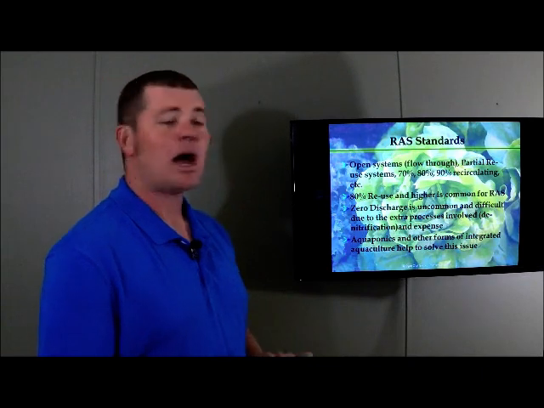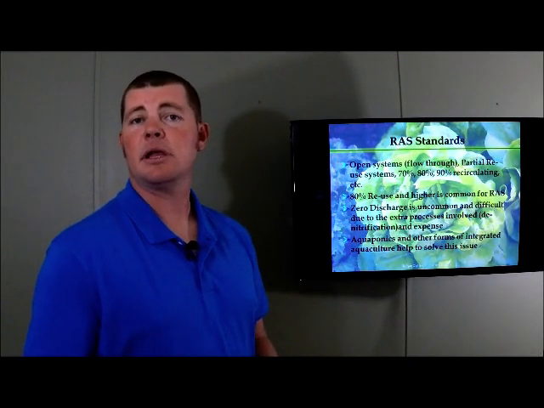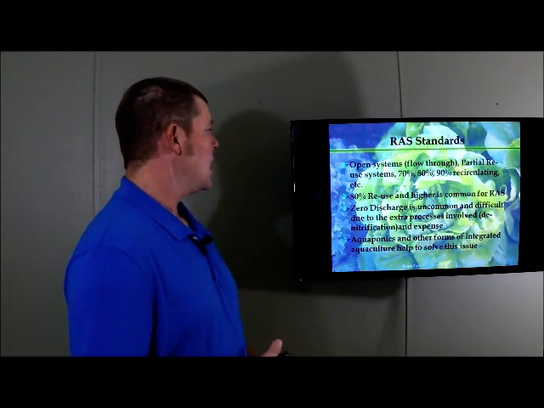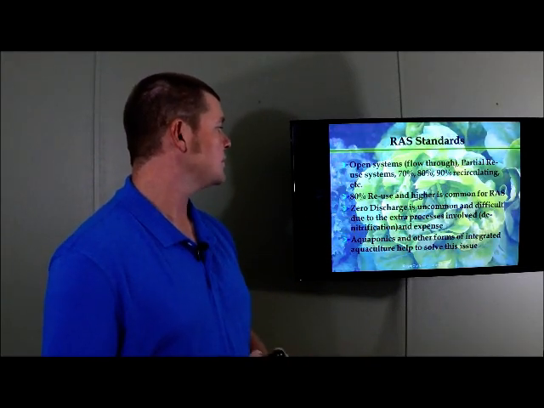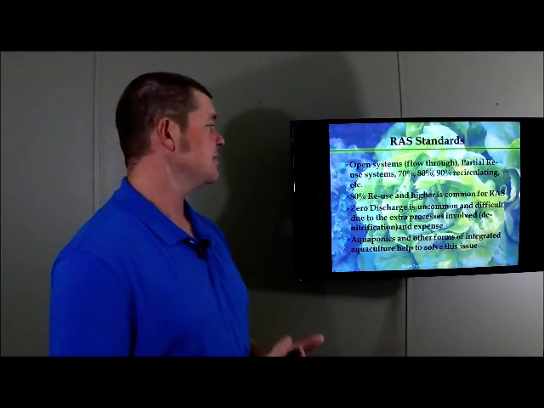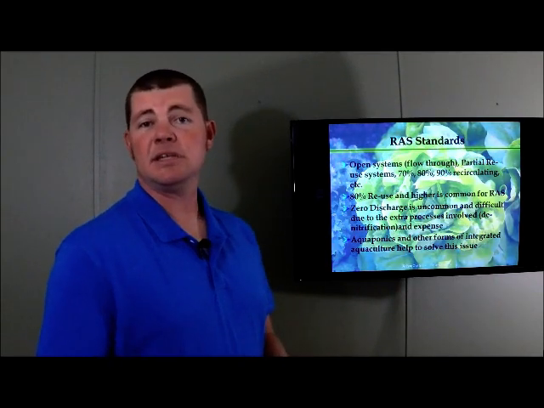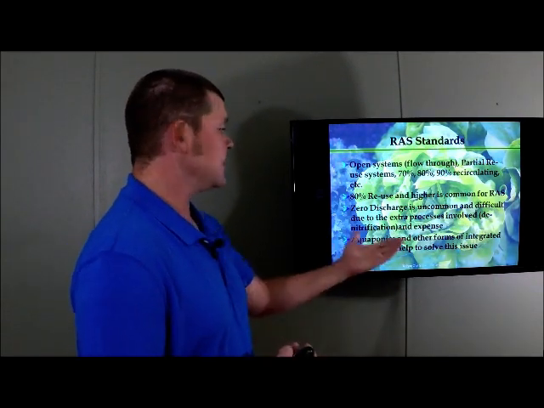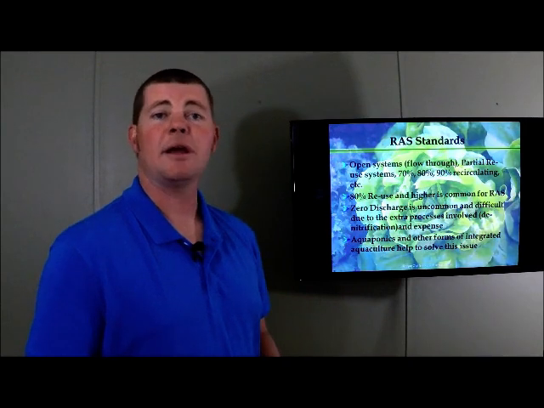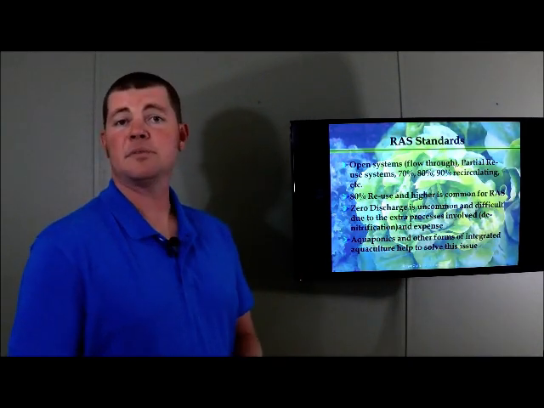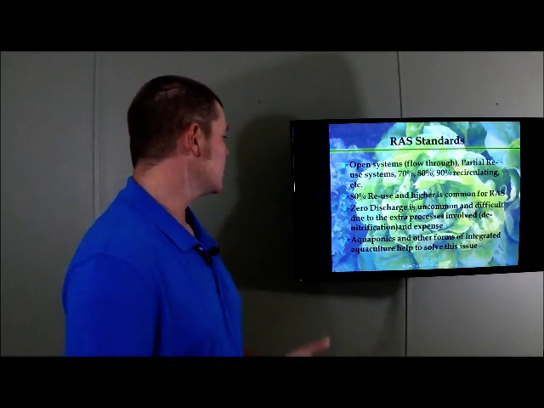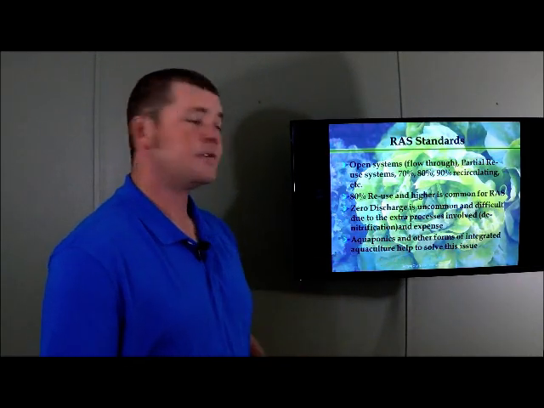80% reuse and higher is common for recirculating aquaculture systems. Zero discharge, however, is uncommon and difficult due to the extra processes involved, specifically denitrification, and the expenses that are incurred by doing those processes. Aquaponics and other forms of integrated agriculture help to solve this issue.